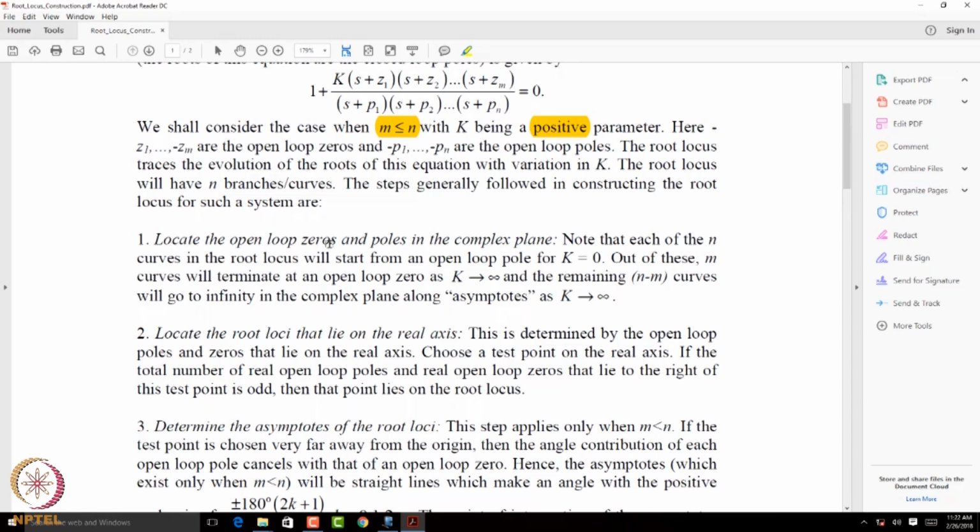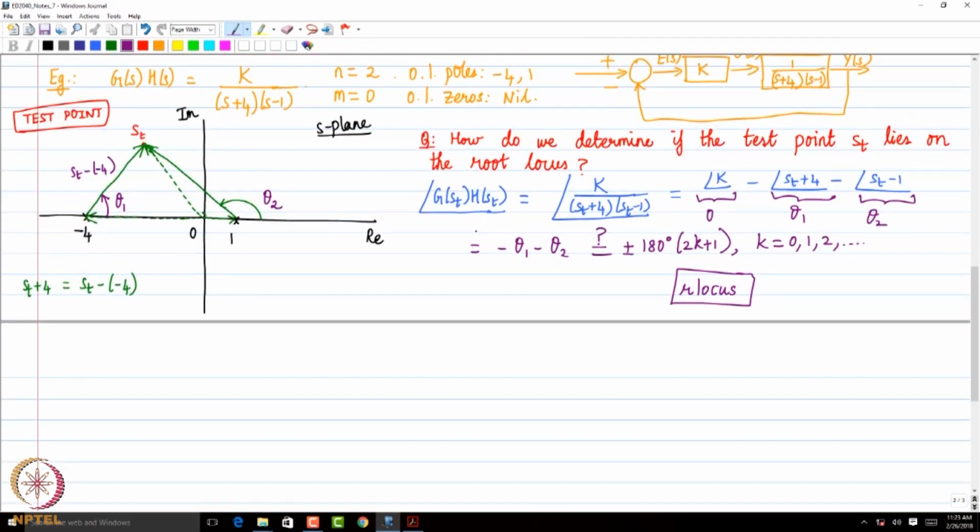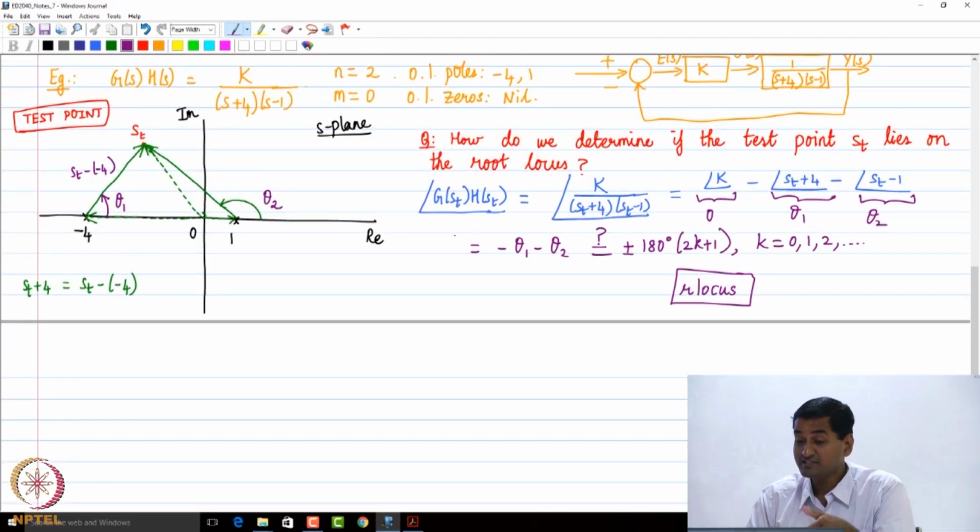The first step is to locate the open loop zeros and poles in the complex plane. Note that each of the n curves in the root locus will start from an open loop pole for k equals 0. Out of these, m curves will terminate at an open loop zero as k tends to infinity, and the remaining n minus m curves will go to infinity in the complex plane along asymptotes as k tends to infinity. Let's discuss this point. What does this mean? To better understand these steps, we will start constructing the root locus for a system, so that we work on these steps along with an example.